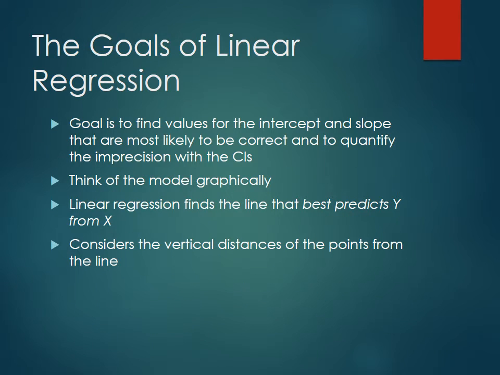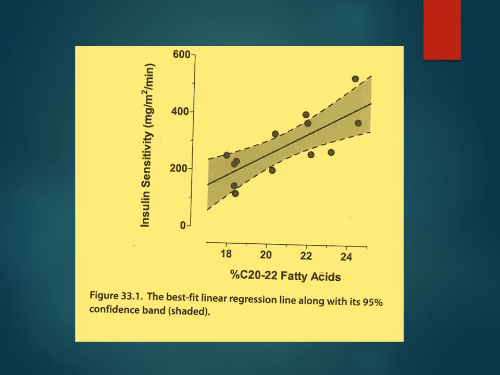And again, the goal is to find the values for the intercept and the slope that are most likely to be correct and quantify the imprecision within the confidence intervals that we looked at. And we'll see a picture of that in a graph in just a second. So again, linear regression finds the line that best predicts y from x. And when we're doing this, we're going to be considering the vertical distance of the points away from the line. That's going to be important because that's telling us the variation of where the values fall in a distance relationship to that line.